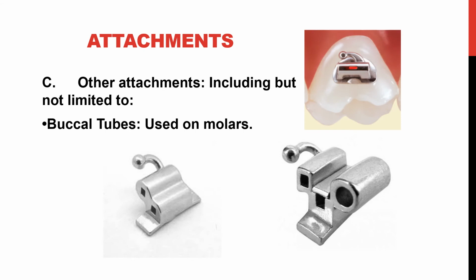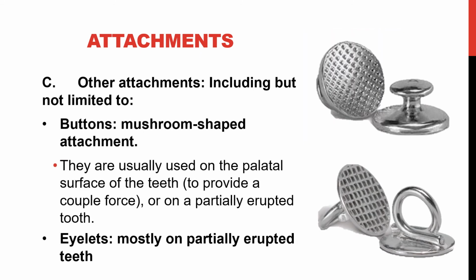The other attachments include, but are not limited to, buccal tubes that are used on molars. We can have single tube, double tube, or triple tube. There are also buttons, which are mushroom-shaped attachments. They are used on the palatal surface of the teeth to provide a couple force, or on partially erupted teeth. The eyelets are also mostly used on partially erupted teeth.